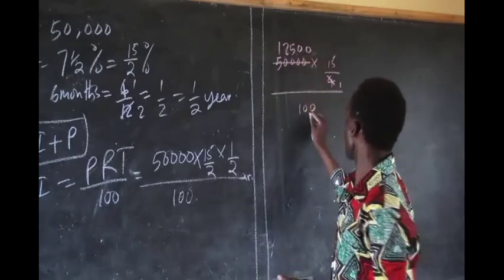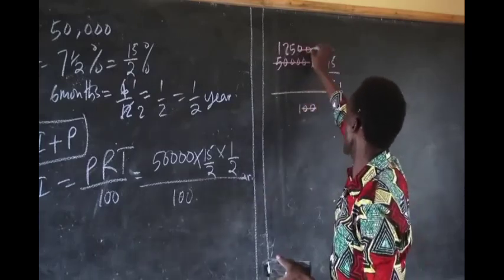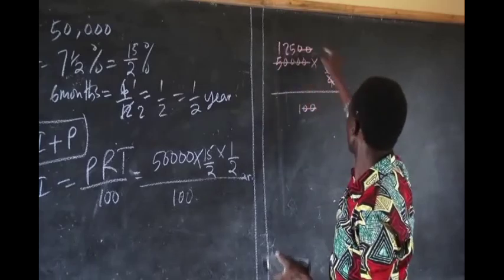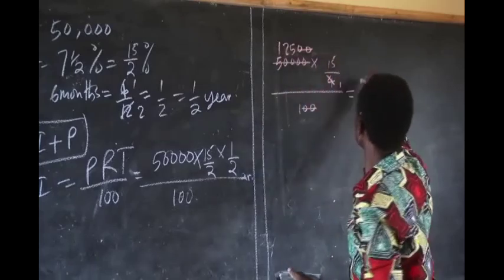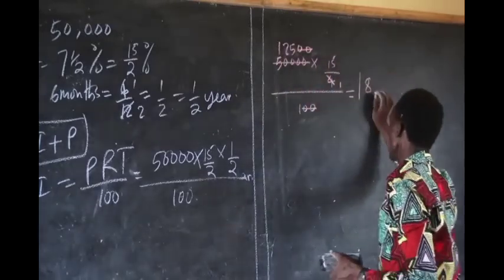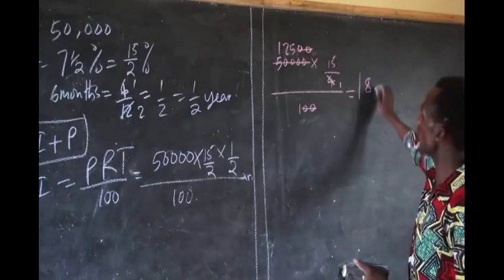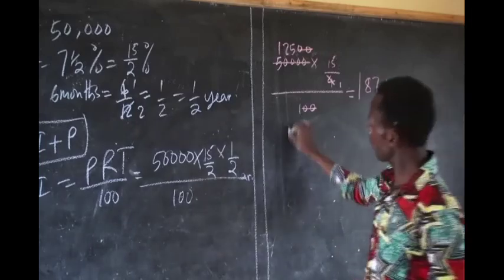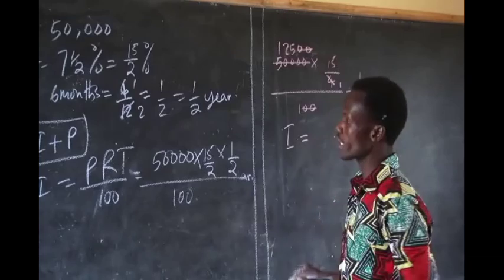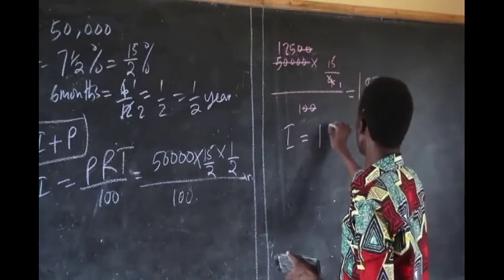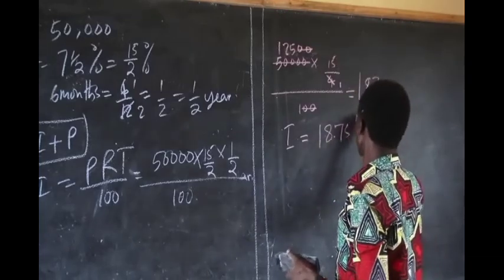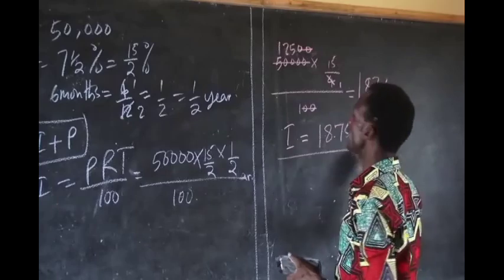Then it is 125 times 15, which is equal to 1,875. So the profit, the interest that Joyce earns, is equal to 1,875. So this is the money that he earned as interest.